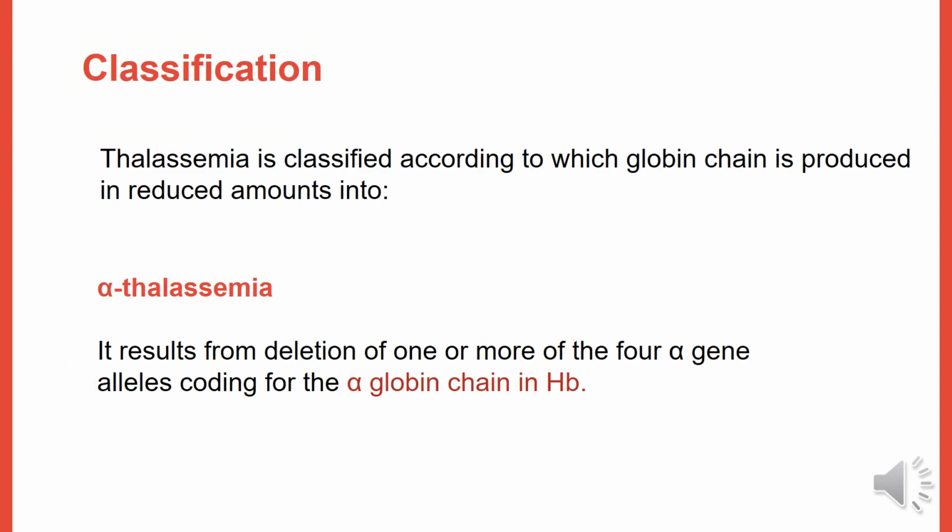Classification of thalassemias. Thalassemia is classified according to which globin chain is produced in reduced amounts into either alpha thalassemia or beta thalassemia. Alpha thalassemia results from deletion of one or more of the 4 alpha gene alleles, coding for the alpha globin chain in hemoglobin. So the main reason why a person would have alpha thalassemia is deletion rather than single point mutation. Now remember, we have 2 alpha gene loci on chromosome 16, and therefore each individual carries 4 alpha gene alleles.